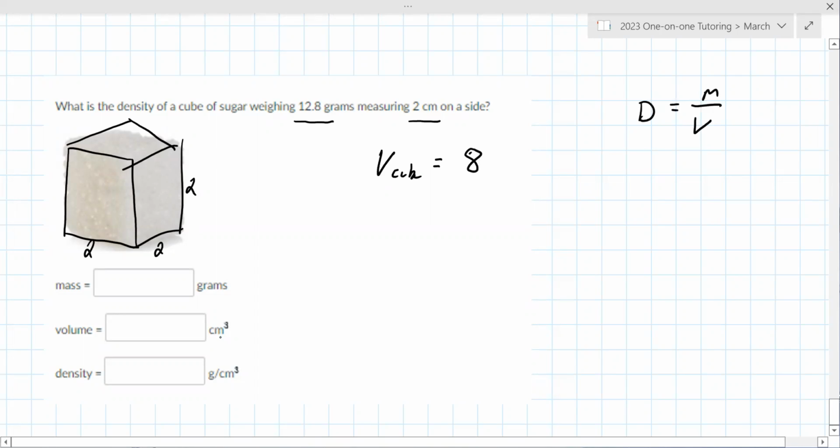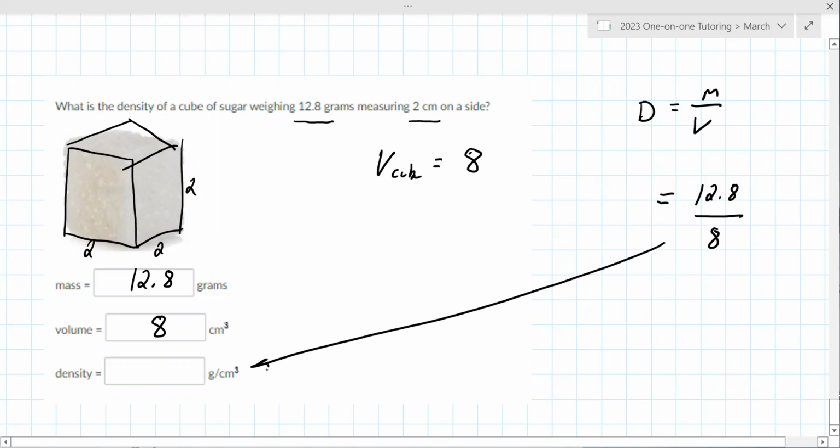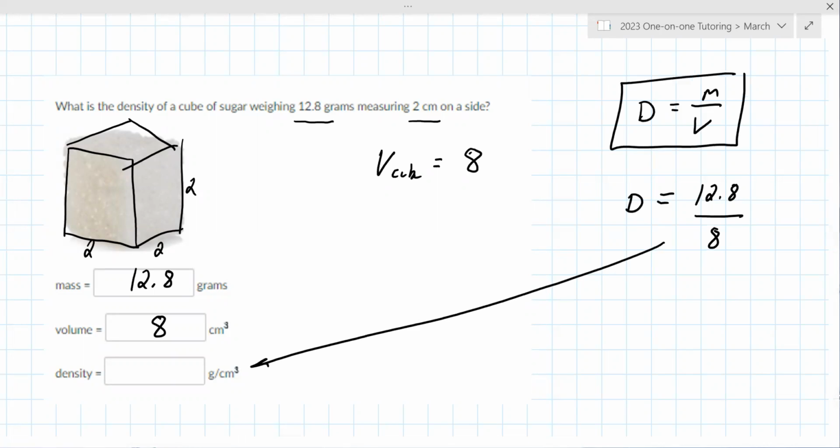So why are they asking you? It's weird. They're giving you that and then you calculate that. Now the density is mass divided by volume. So you take that 12.8 and you divide it by 8 for this last one here. You might have seen that in chemistry if you're taking that this year.